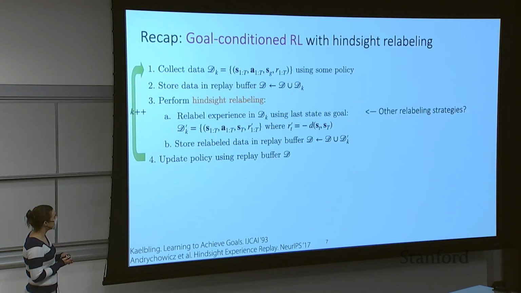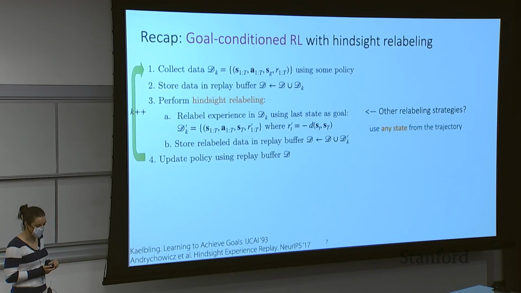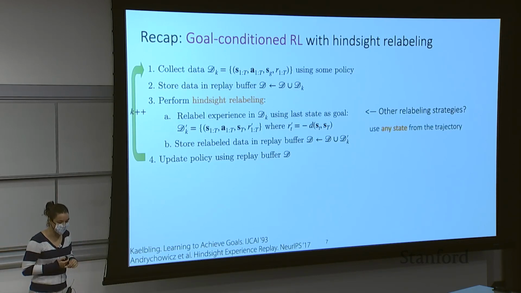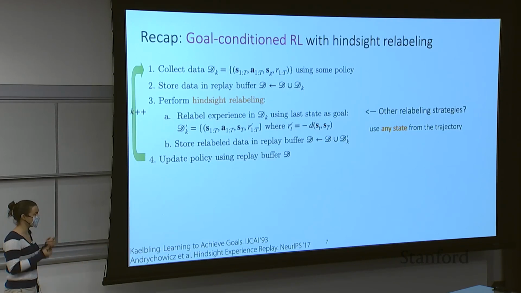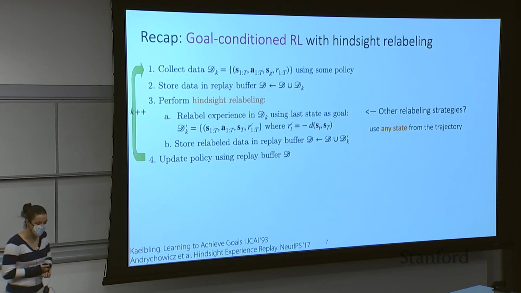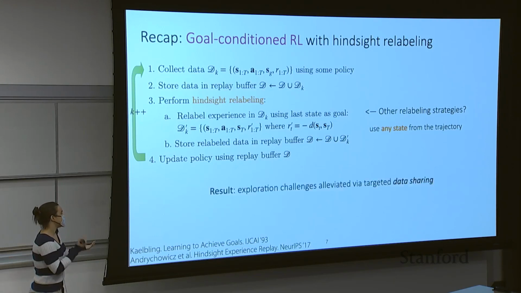There are also other relabeling strategies rather than just relabeling the goal as the last state. You could also choose, for example, any state in the trajectory, or you could pick a random state as well. And in your homework, you'll explore these different strategies. Okay, and then the result of this procedure is that this can help with exploration because if we incidentally collected data that's useful for other tasks, we are sharing that data across the tasks. So you don't have to explore for every single task independently.